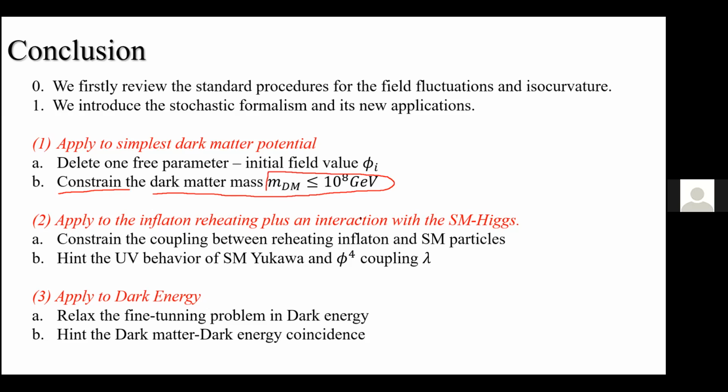The second example is that we consider inflaton reheating plus an interaction with the standard model Higgs. This can constrain the coupling between the inflaton and the standard model particles, and also hint at the UV behavior of the largest Yukawa, the standard model Yukawa, and the lambda from the phi fourth. The third one is that we apply this formalism to dark energy, which relaxes one of the fine-tuning problems in the scalar dark energy model. We also hint that we can unify dark matter and dark energy, and solve the coincidence problem. I think that's it for today. Thank you for listening.